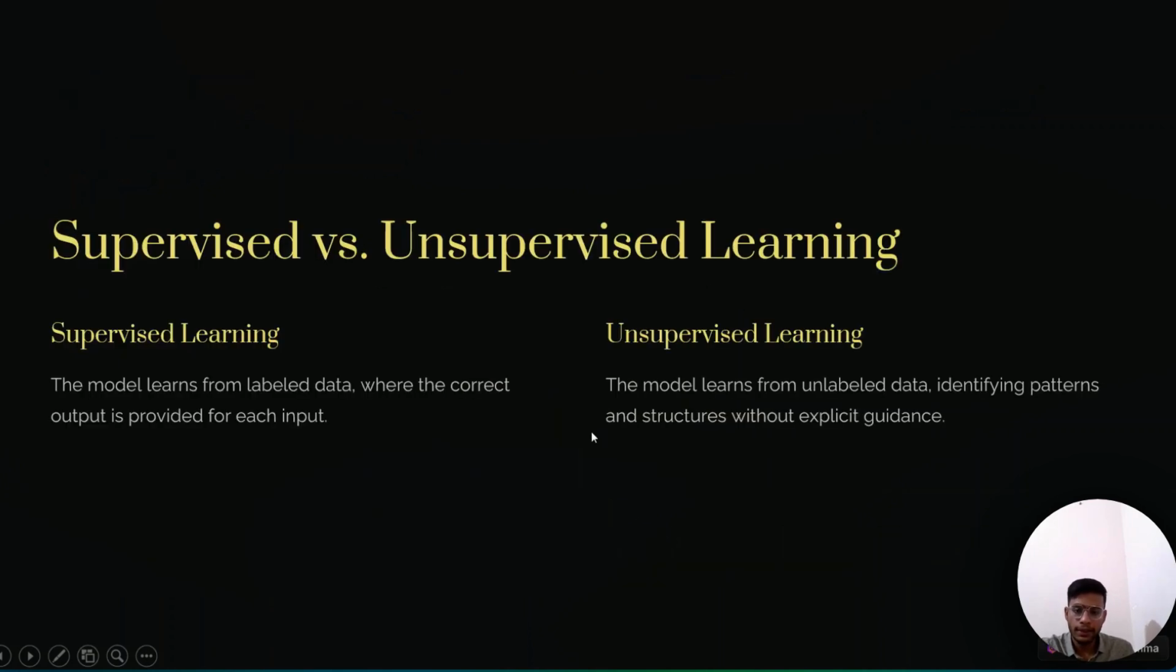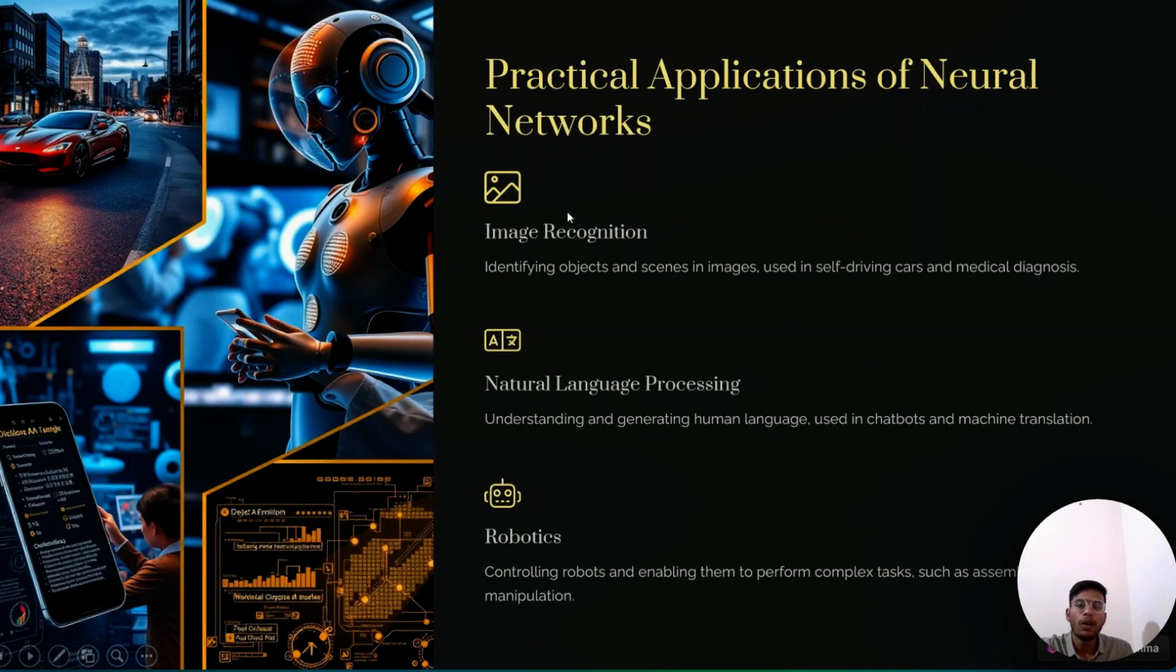Next, supervised versus unsupervised learning. Supervised learning. The model learns from labeled data where the correct output is provided for each input. Next, we have unsupervised learning. In unsupervised learning, the model learns from unlabeled data, identifying patterns and structure without explicit guidance. Now, practical applications of neural network.